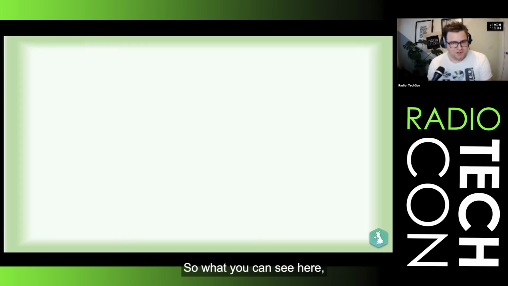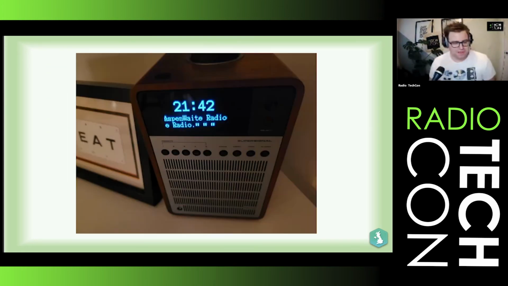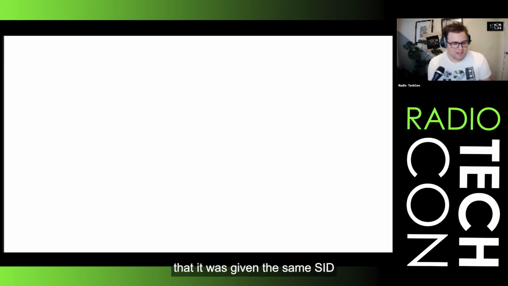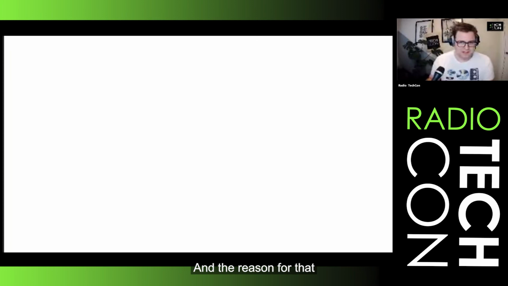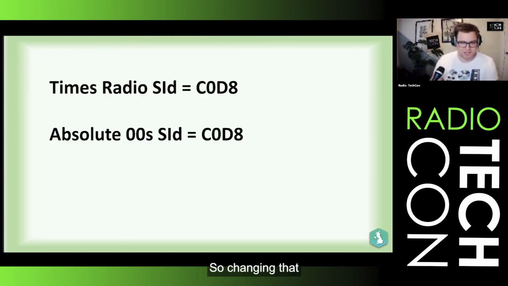What you can see here, I did a bit of detective work. Sorry, is it possible to go to slide 19? What basically happened with Times Radio was that it was given the same SID as a service on another multiplex. And so Paddy O'Connell's radio, like many people living in London, was displaying Absolute Naughties, but it was not displaying Times Radio. The reason for that was because Absolute Naughties incorrectly had the wrong SID input into the multiplex it was broadcast on. So changing that basically brought it back.